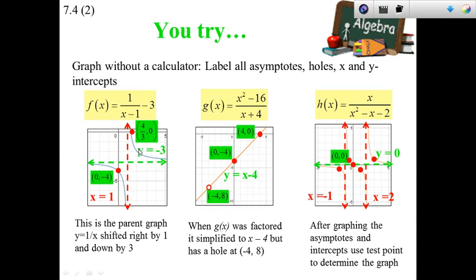Same thing here. Oh, I have a hole. I have to draw the hole. x plus 4, x minus 4. Factor. You'd be able to figure that out. No vertical asymptote. It is not time to go.